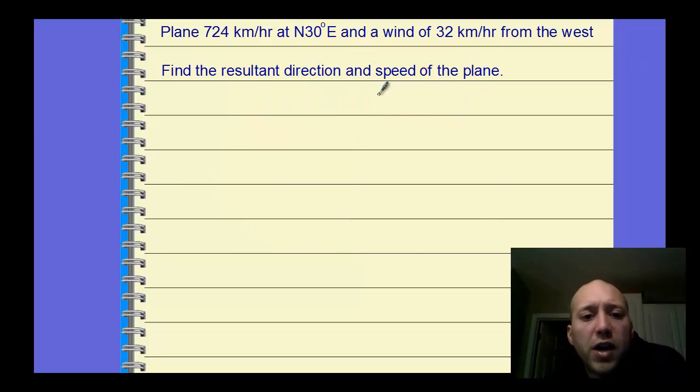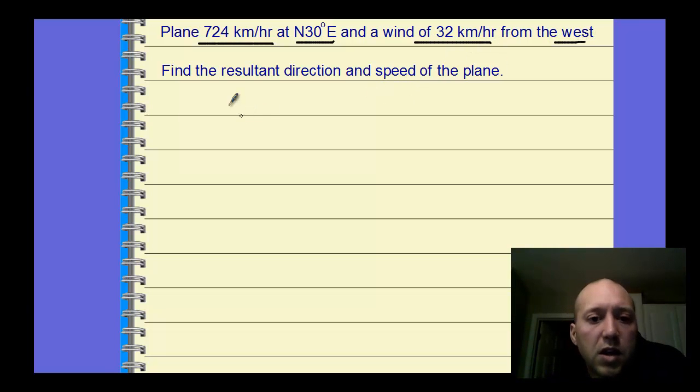Okay, one good application problem, and the project I have for you uses the same kind of knowledge. A plane is flying at 724 kilometers per hour at north 30 degrees east, and we have a wind at 32 kilometers per hour from the west, which means it's going east. Find the resultant direction and speed of the plane. When you have applications, the speed is like the magnitude.